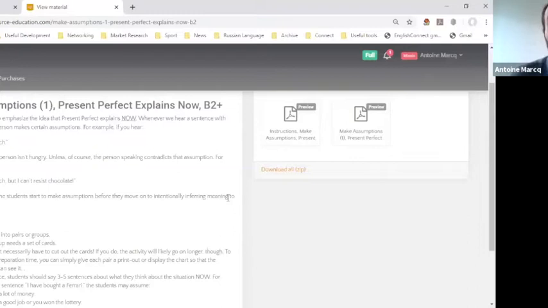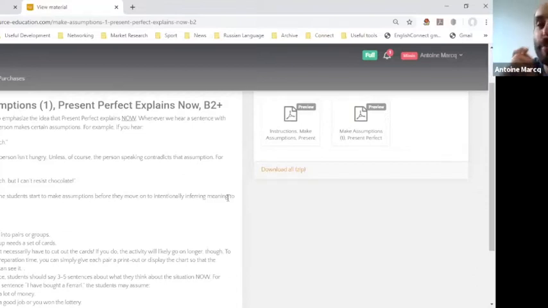I've already eaten lunch, but I can't resist chocolate. You've just offered them a chocolate cake. Oh, I've already eaten lunch, but I can't resist chocolate. In all these cases, the present perfect is loaded with implications. And we're going to do exactly that.